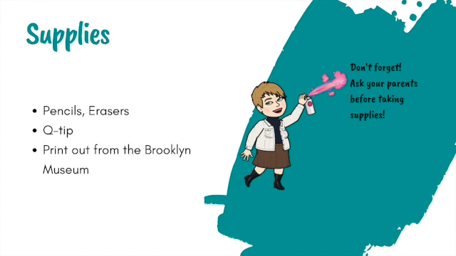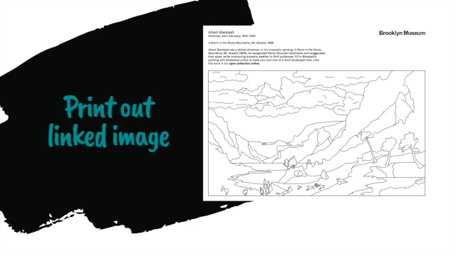We're going to make our own landscape. We are going to use pencils, erasers. If you have access to a Q-tip, that would be super. And you're also going to need to print out a coloring sheet from the Brooklyn Museum. The coloring sheet, we're actually going to use just pencil to color it in. And we're going to create different values using shading.